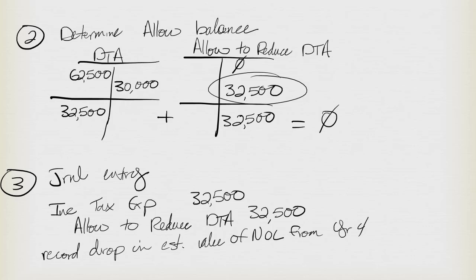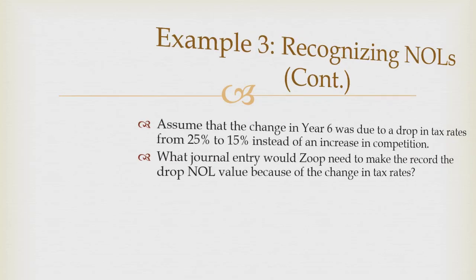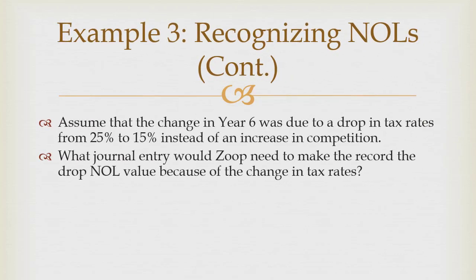Now, this is a really extreme case where we think it is worth absolutely nothing. Let's look at one that's perhaps a little more realistic. So let's assume that instead of dropping to nothing because of a price war, the change is because our marginal tax rate has dropped from the 25% we thought it would be in year 4, when we created the NOL carry forward and the deferred tax asset that went with it, to 15%. So my marginal tax rate has just changed.